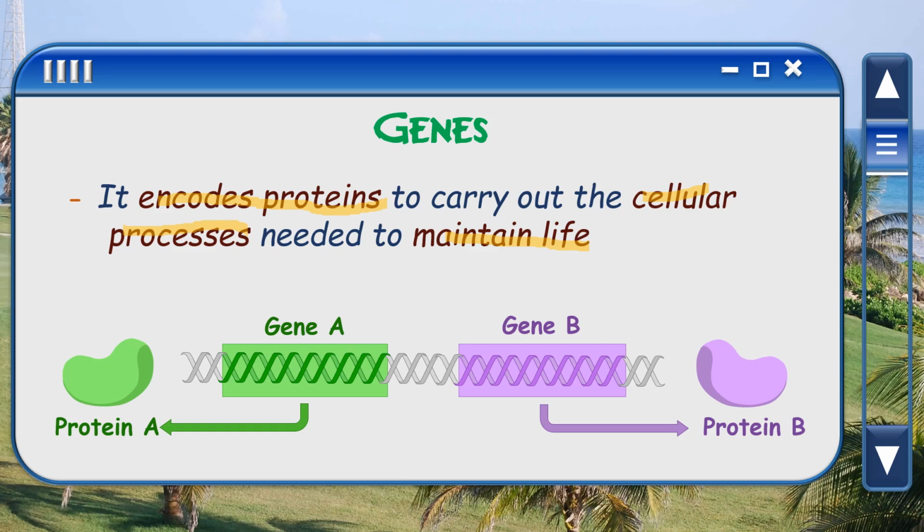So if you look here, we have our gene A. And gene A is on a DNA chromosome, and that gene A encodes for protein A. Then we have another gene on the same chromosome. There is also gene B. This gene B is situated at this place, which we call a locus, and that gene encodes for protein B. So we are saying that genes encode proteins that carry out cellular processes that are needed to maintain life.